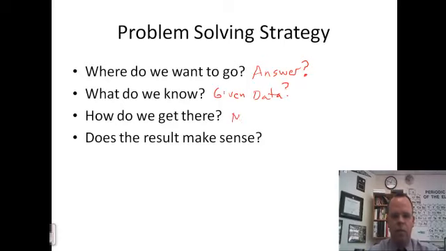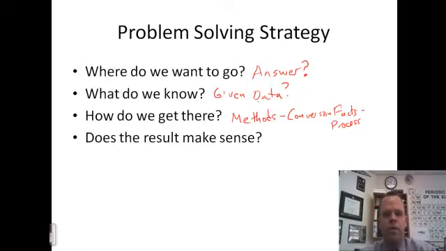How do we get there? What methods will we use? What conversion factors? What process will we follow to get there? And then finally, looking at our results. Do our results make sense? Does it give us a reasonable answer?